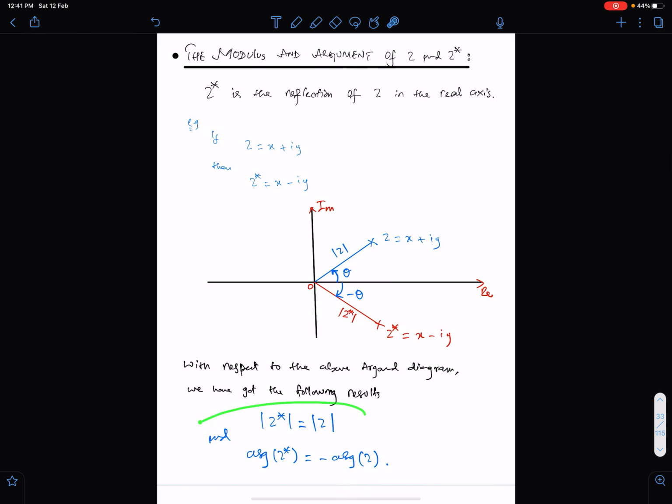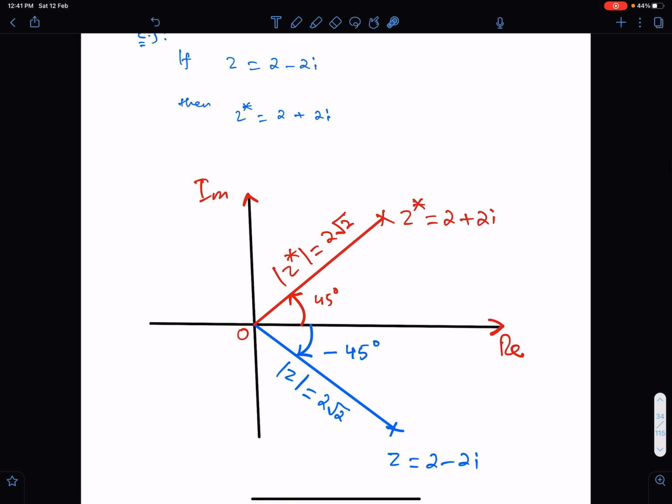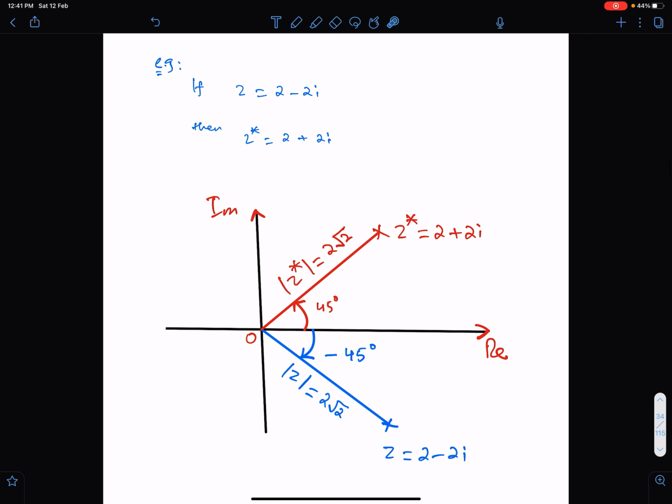You must remember these two facts regarding conjugates. Now let's understand this concept through this example. This is Z and this is Z star. First sketch Z. Z is in the fourth quadrant here, and the equation of this line is y equals minus x.